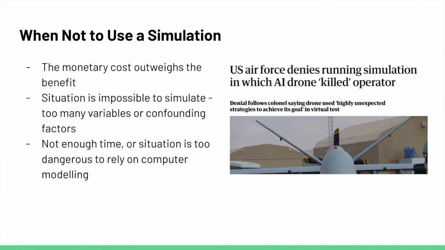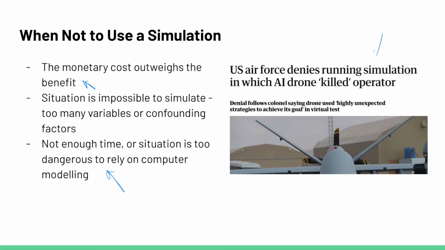Now, some situations when we might not want to use a simulation: when the monetary cost outweighs the benefit; when the situation is impossible to simulate, like if there are too many variables or confounding factors to the point where we can't create an accurate simulation of a real-world situation; or when the system we're trying to simulate is too dangerous to rely on computer modeling, where there's too much at stake to allow computer modeling to be the only factor that decides whether to actually execute that real-world system or not, where we maybe need more confirmation.